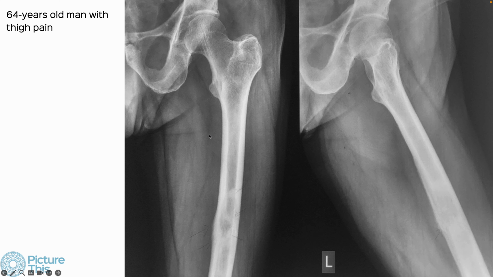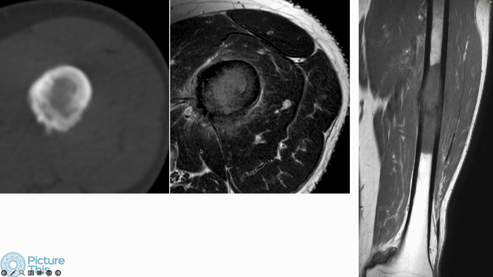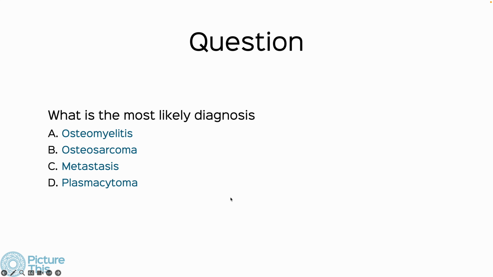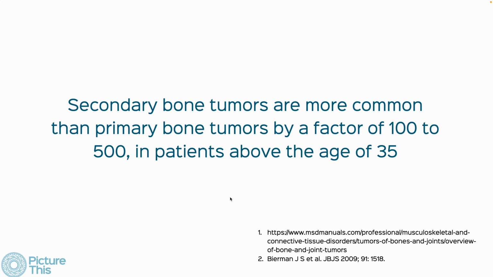Age matters. Here is a 64-year-old with thigh pain, a sclerotic lesion with irregular periosteal reaction here in the mid-femur. You can see the sclerosis and irregular periosteal reaction. There's a little bit of periosseous edema, and you can see the lesion on the T1. What do you think this is? Just give it a thought, right? You don't need to think about it.